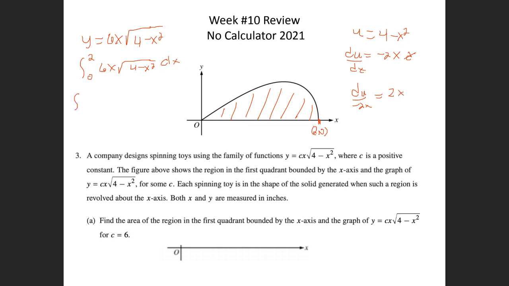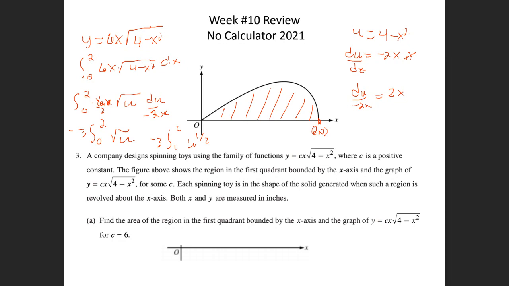So now I'd have the integral from 0 to 2 of 6x, and then the square root of u. I would put u in there, and then I would put du over negative 2x. That's 6, and that 2 crosses off to make a negative 3. So I'd have negative 3 here, and this x crosses out. So I'm going to pull that negative 3 out in front. So now this is what I would have to be able to take an integral of.